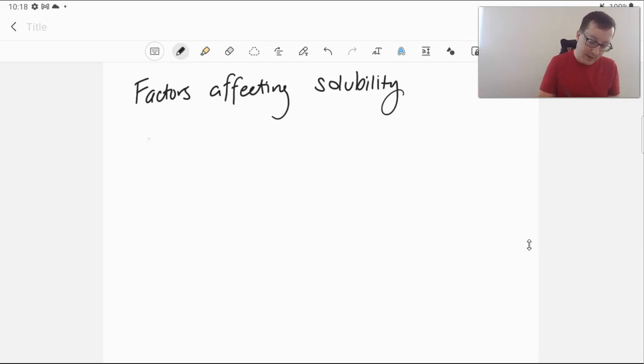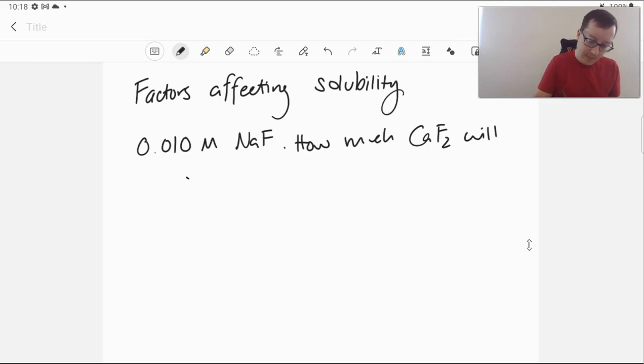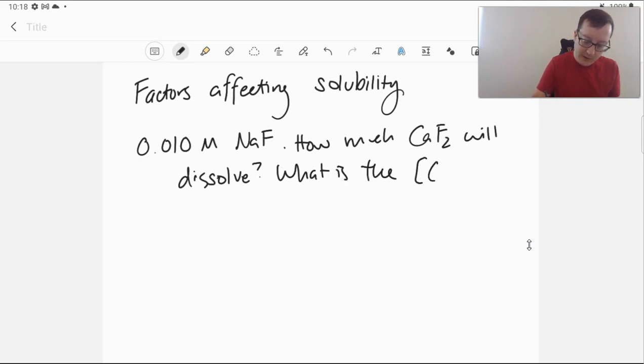We will see, for example, that if we take a solution of 0.01 molar sodium fluoride, NaF, and try to dissolve some calcium fluoride in it, how much will dissolve? What is the concentration of calcium ions in the solution?